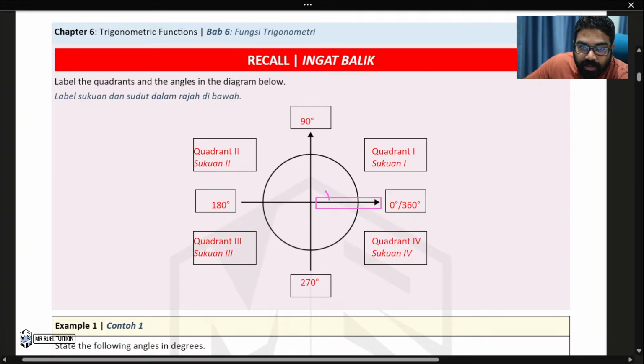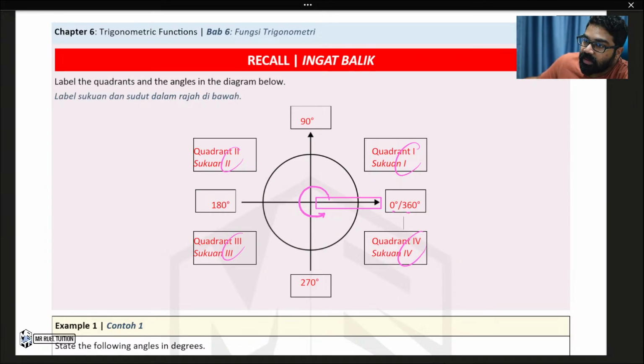Dari sini, lawan arah jam, anti-clockwise. That is the direction. So, ini sukuan pertama. And then you follow the direction lah. This is the first one. And then kedua. And then ketiga. And then keempat. Sudut dia sangat penting. The angle is very important. Each quadrant is 90 degrees. So, you do it accordingly lah. Sini 90, then tambah 90, 180. Next one will be 270, and then 360.